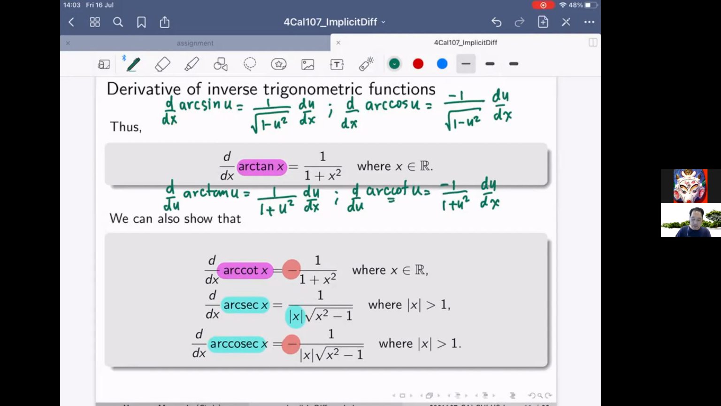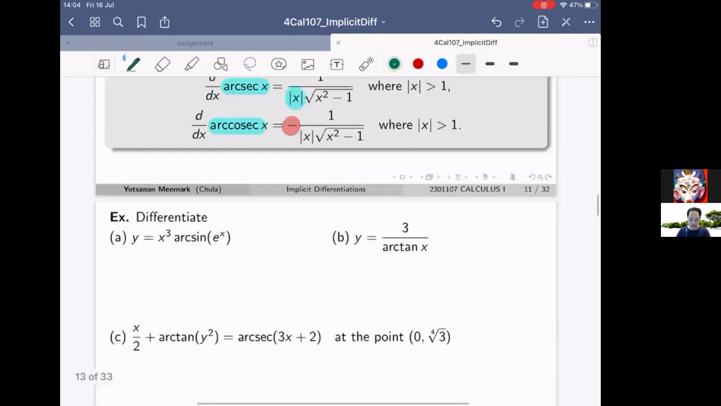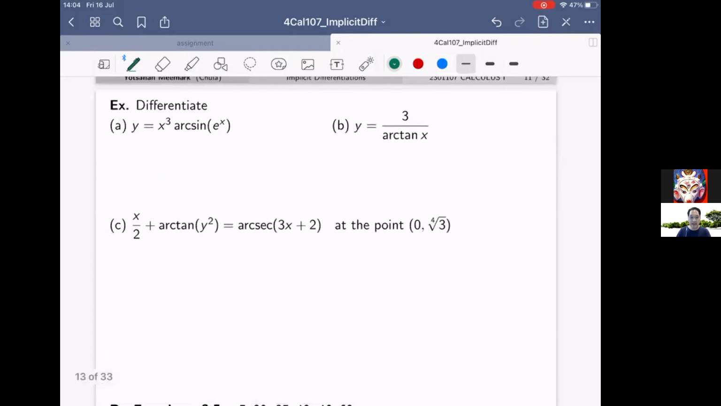You get a negative in front. And the derivative of the arcsecant of u will be 1 over the absolute value of u times the square root of u squared minus 1, times du by dx. And the last one, the arccosecant of u, is negative 1 over the absolute value of u times the square root of u squared minus 1, times du by dx. So we attach the formula that we got with the chain rule. We have it this way so that you can find the derivative of this kind of complicated function.